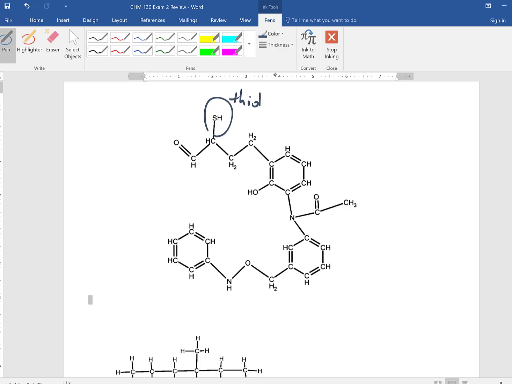That's an aldehyde. So it's always on the end. It's when you have a carbon double bonded to an oxygen with a hydrogen on the end. That's an aldehyde.